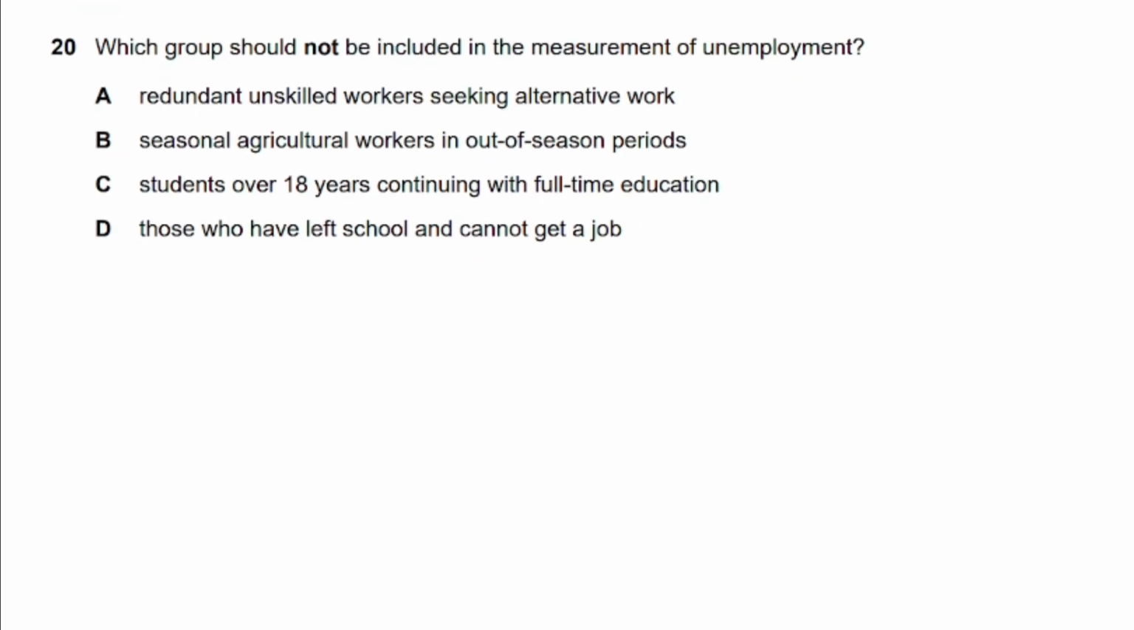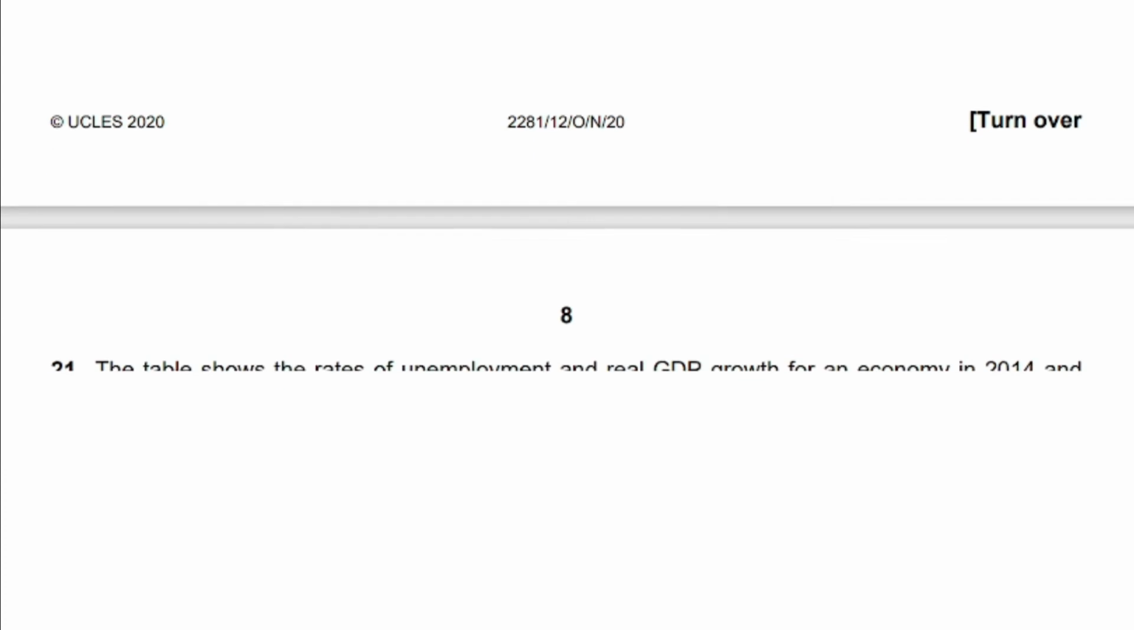Question 20: which group should not be included in the measurement of unemployment? Students over 18 years continuing with full-time education. Students who are involved in full-time education are not part of unemployment. So C is the correct answer.